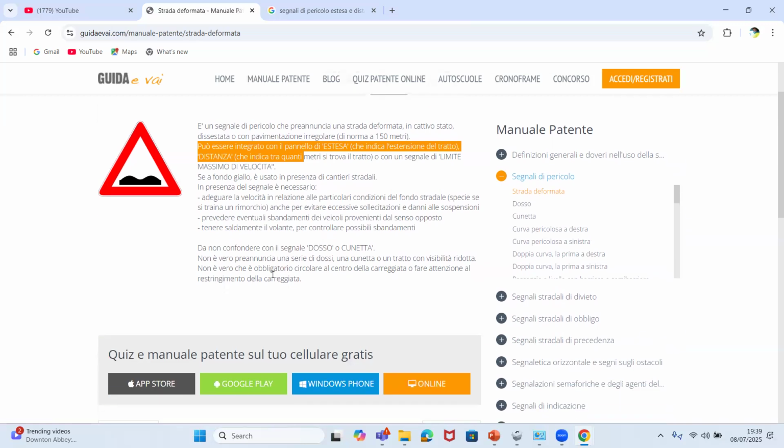All right, guys. Apart from these two, estesa and distanza, they can also put other pannelli integrativi there. There are many. We'll get there slowly. You can see many types of pannello integrativo, but we'll discuss only these two for now because they are very, very important concerning segnali di pericolo. They can also put limite massimo di velocità. We will discuss this later on, not now. They can also tell you the maximum speed limit you can drive there. This one too is a pannello integrativo. Is it clear now?